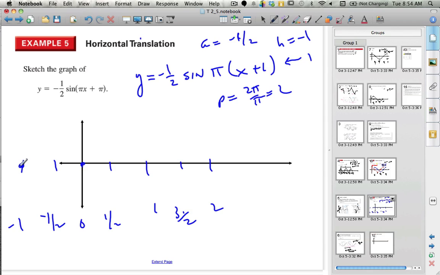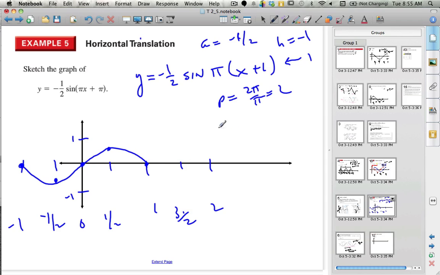It's a sine curve, so I start there, and it's a reflection, so on my first quarter, instead of going up, I'm going to go down. But my amplitude is only 1/2, so let's make that 1, and that's -1. So when I go down, I'll go to -1/2, and then to 0, and then to +1/2, and then at 1 I finish out here.